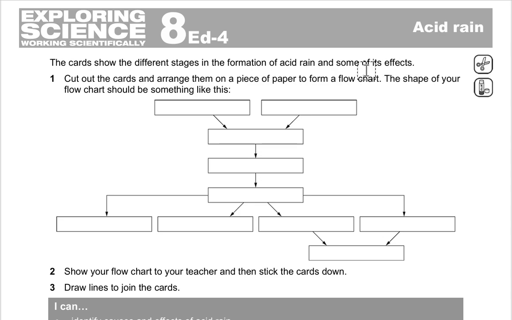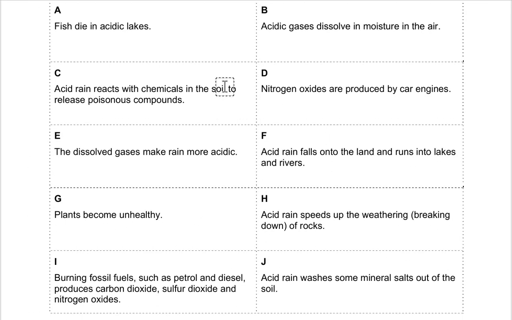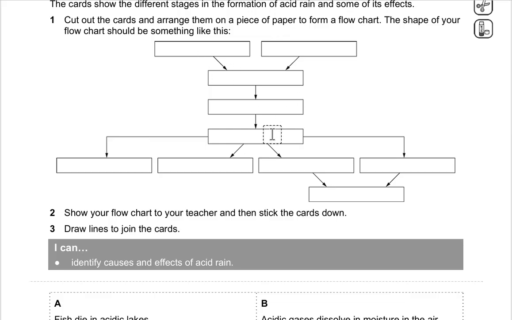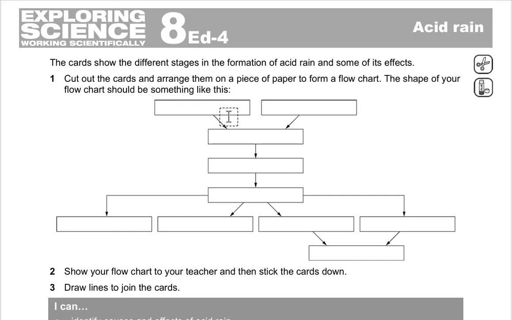Today, before we start the new lesson, let's discuss the homework I gave you with the worksheets. This is regarding acid rain, and like I said yesterday, you have to put the cards in order. The cards are given below. If you can't paste the cards, you can just write the letter of each card and show how these different stages are formed for acid rain and some of its effects as well.